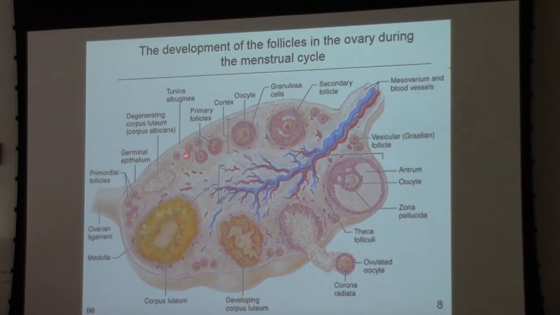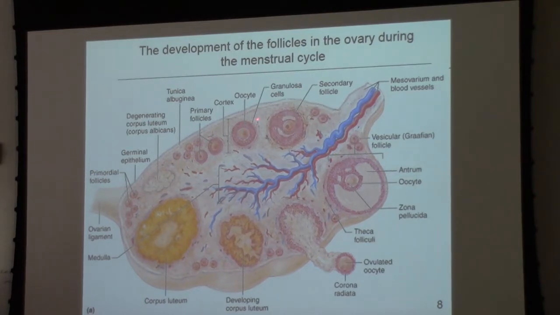The primary follicles, some of them develop during the follicular phase, triggered by changes primarily in estrogen. Bringing in the endocrinology, but we'll focus on endocrinology in a few minutes. So some of the follicles that are primordial become primary follicles. You can see they get bigger, the oocyte gets bigger, and the cells surrounding the oocyte get bigger.